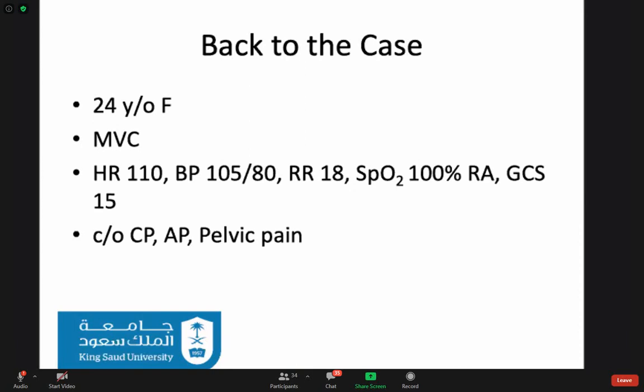She's completely exposed. There's no evidence of external injury other than the ones mentioned in C, which is the overlying bruising in the left upper quadrant with the tenderness. Okay? She's warmed with blankets. What do you want to do next?